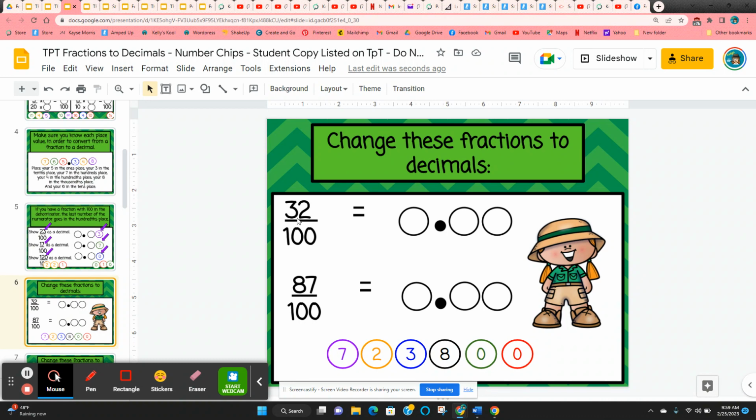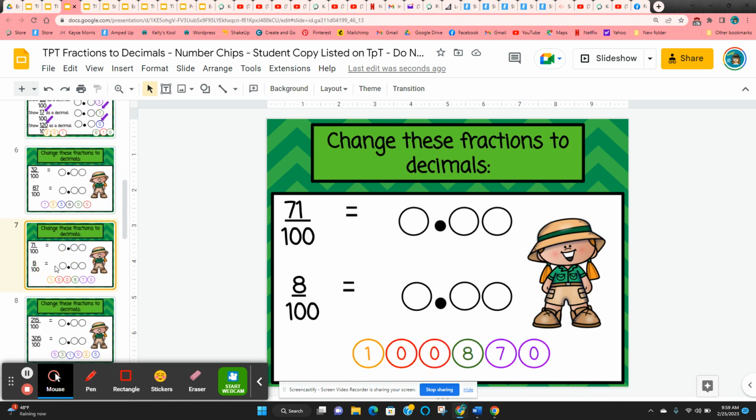Then they're just going to change these fractions to decimals. These are pretty simple. The 3 and the 2 would go here, and they have to know that this would be a 0. Now this one, the first one's pretty simple. The second one is a little bit tricky. 8 hundredths, well that 8 is going to have to go here. It's going to go in the hundredths place, not the tenths place.